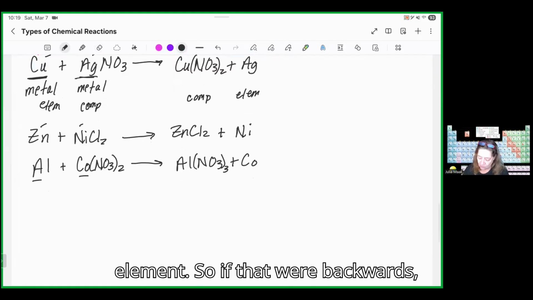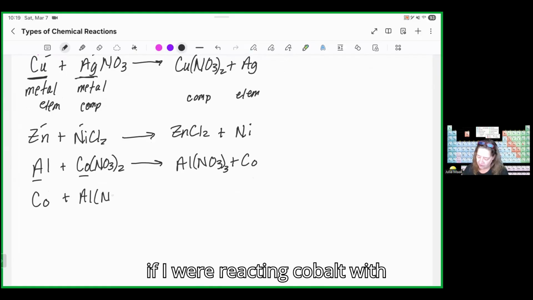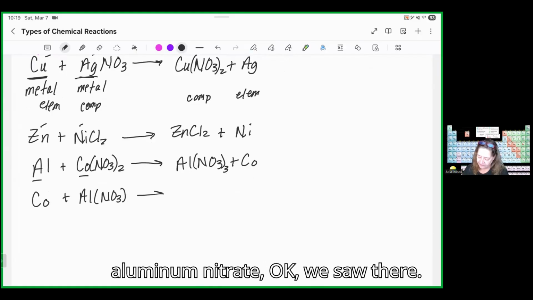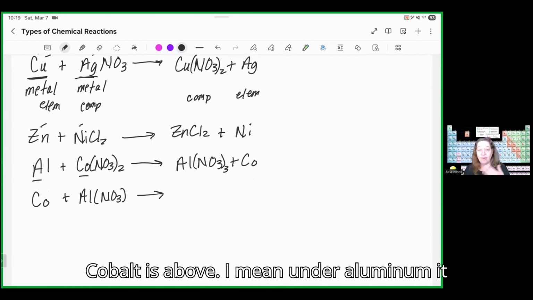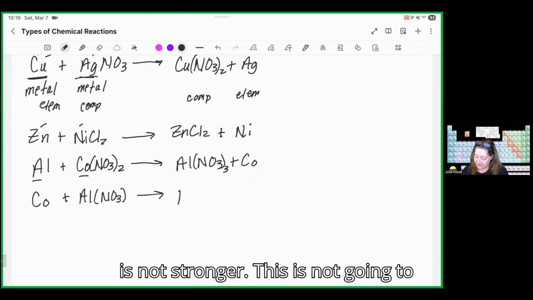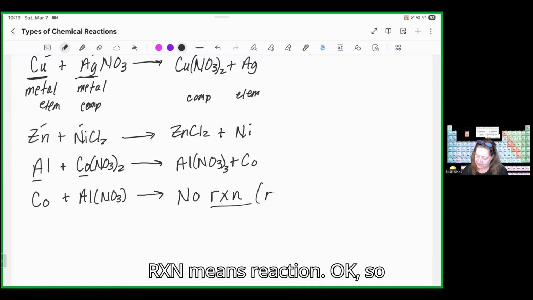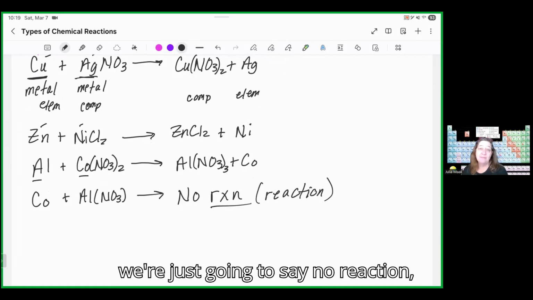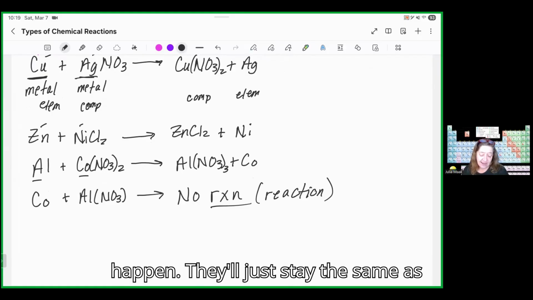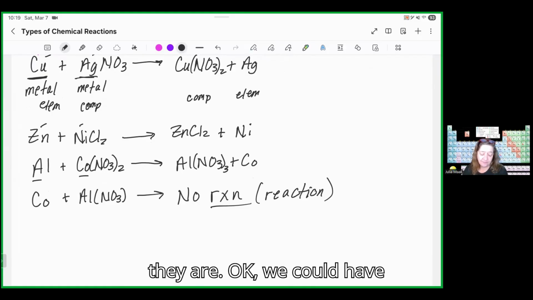So if that were backwards, if I were reacting cobalt with aluminum nitrate, okay, we saw there cobalt is under aluminum. It is not stronger. This is not going to happen. We're going to say no reaction. RXN means reaction. Okay, so we're just going to say no reaction. Nothing happens. Okay, it's not going to happen. They'll just stay the same as they are.